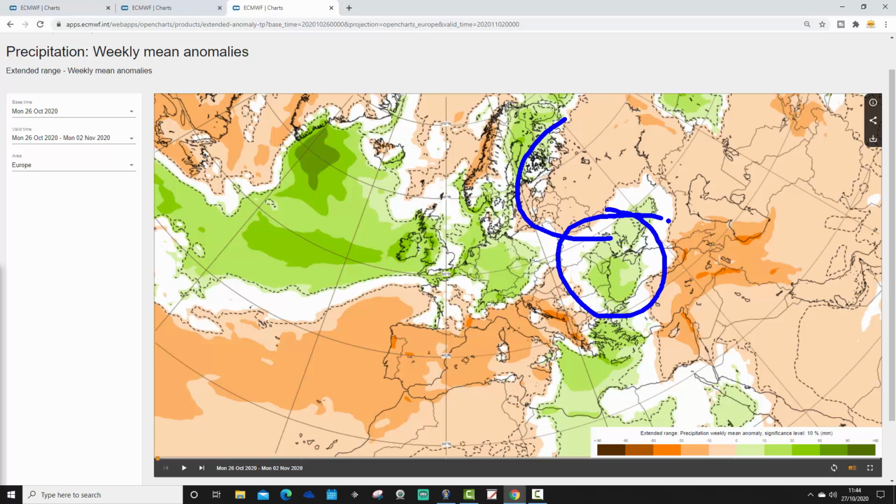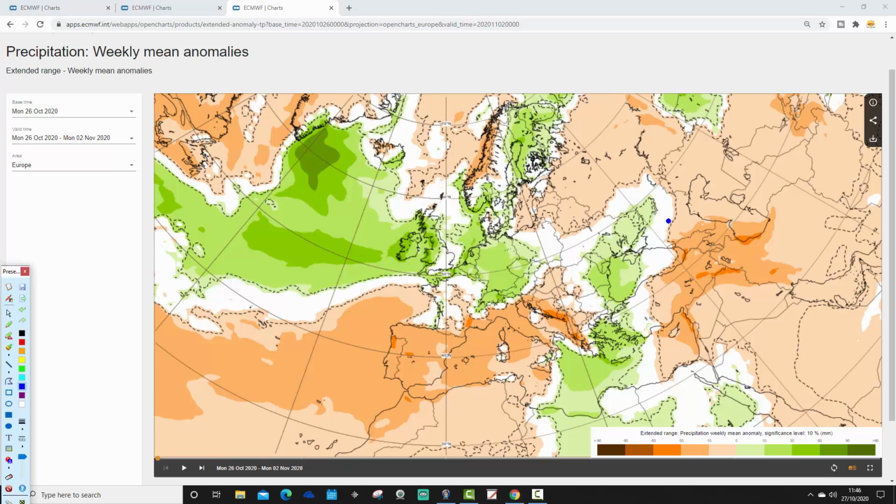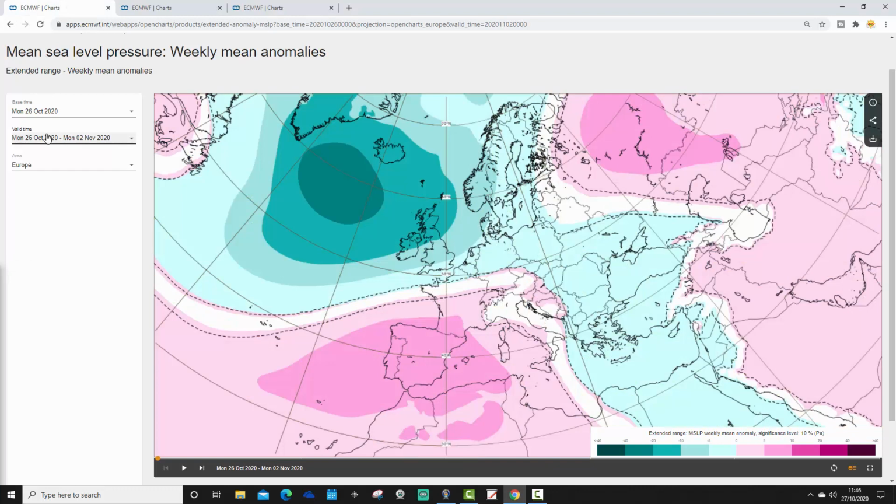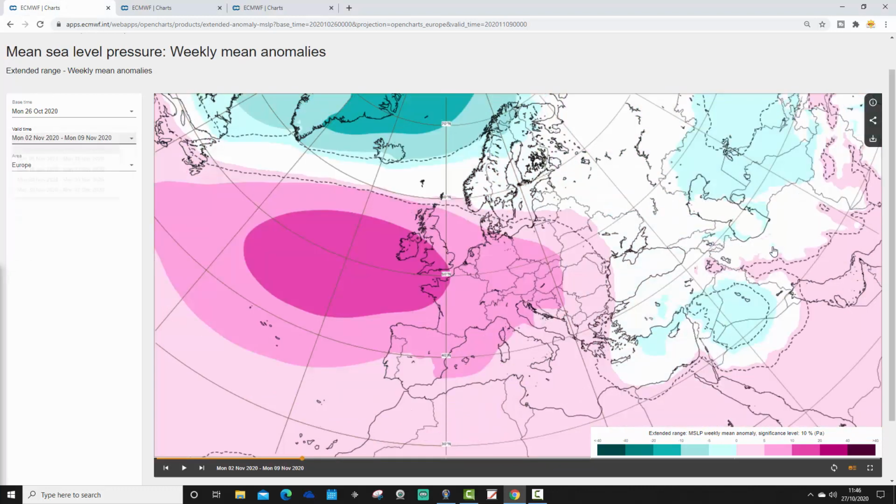But generally, the idea is that for northern and western Europe, I think we clearly see a westerly pattern here, with wetter than average conditions for Ireland and the UK and northwest Europe, and drier than average conditions for Spain, Portugal, and southern parts of Europe. Right, so that's week 1 done. Let's have a look at week 2 then.